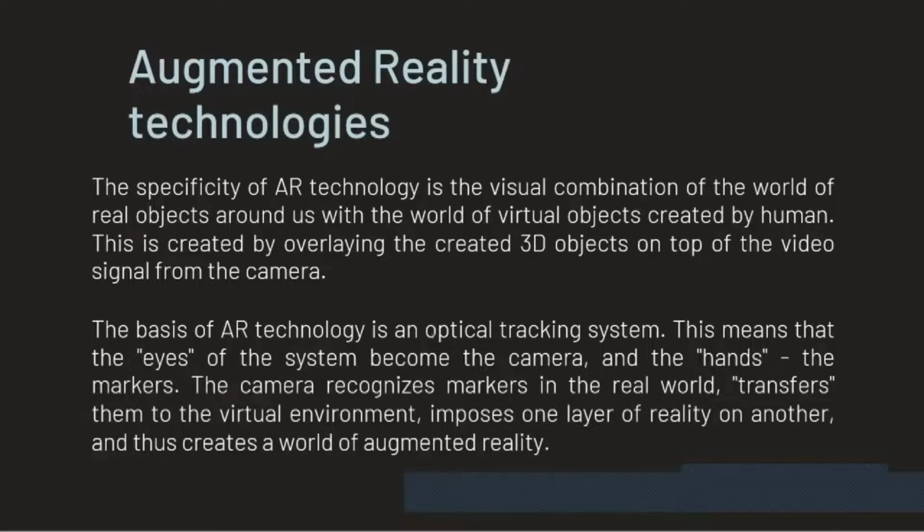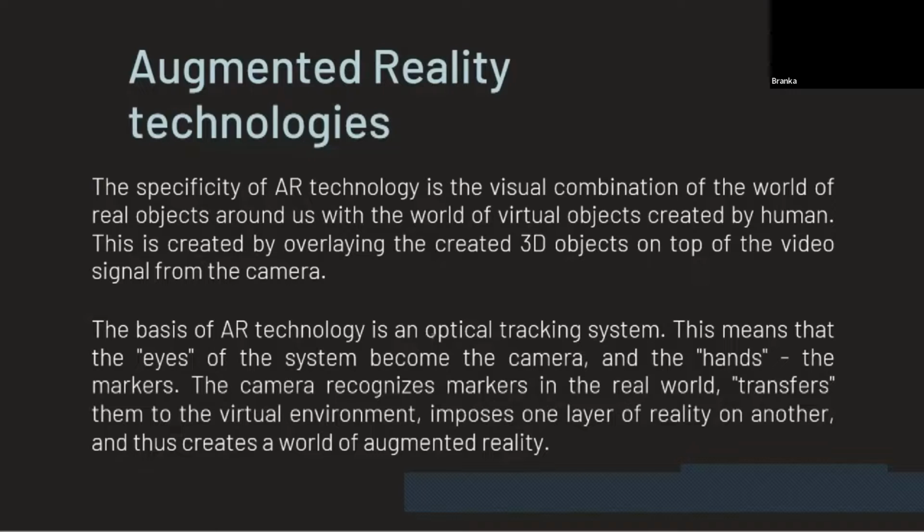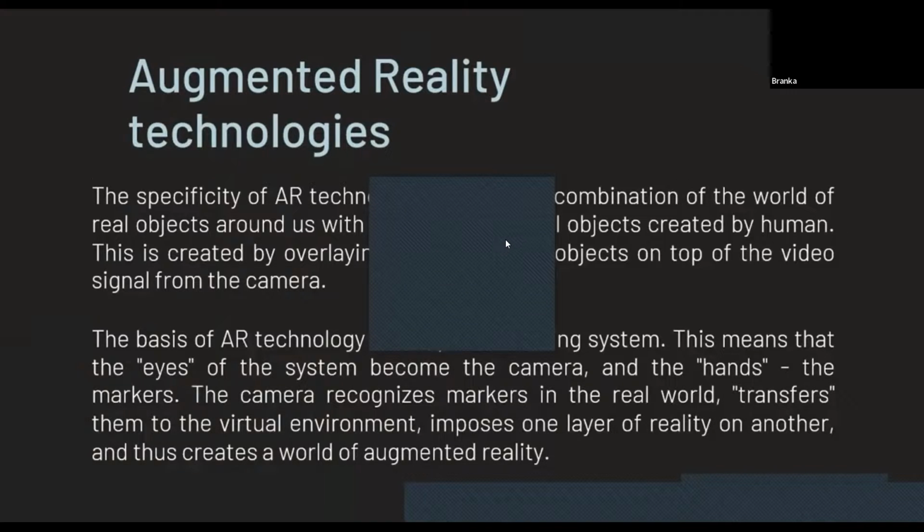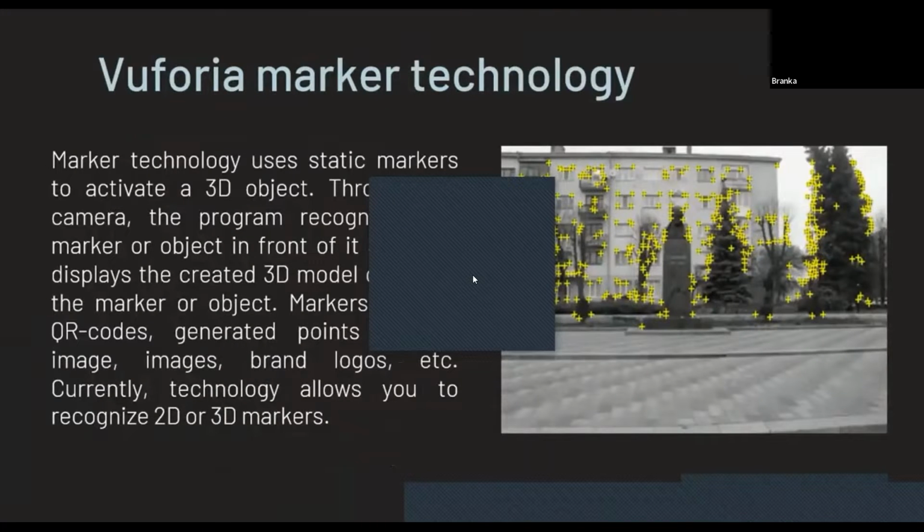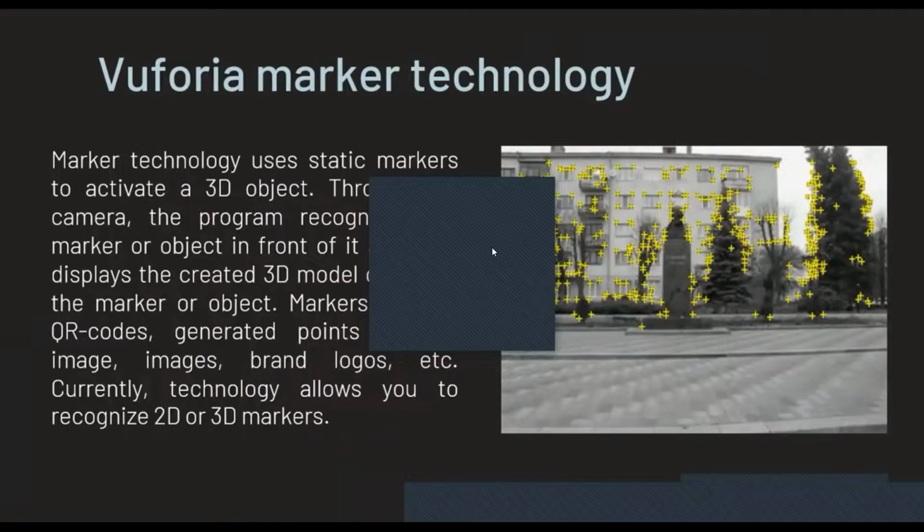The basis of augmented reality technology is an optical tracking system. This means that the eyes of the system become the camera and the hands the markers. The camera recognizes markers in the real world, transfers them to the virtual environment, improves one layer of realism on another, and thus creates a world of augmented reality. This slide shows the marker technology of Vuforia.